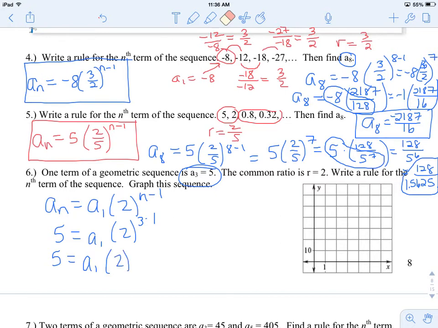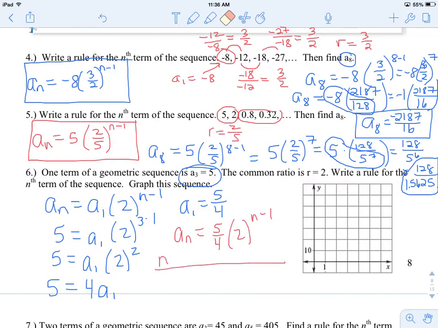I simplify my exponent so that it's 2 squared. So that's 4 times a sub 1, which tells me that a sub 1 must have been 5/4. Therefore my rule, a sub n, will equal 5/4 times 2 to the n minus 1 power. To graph it, I'm going to create a little table.